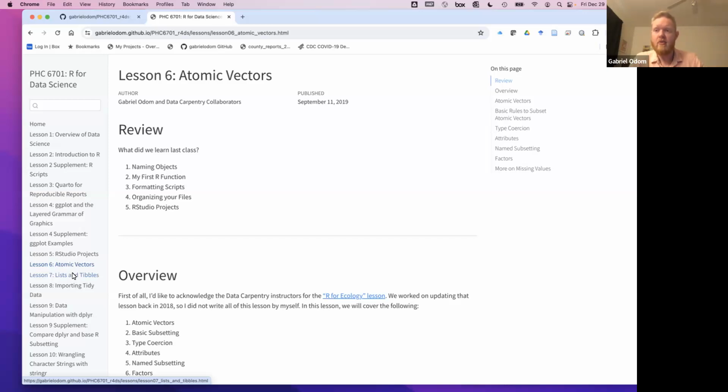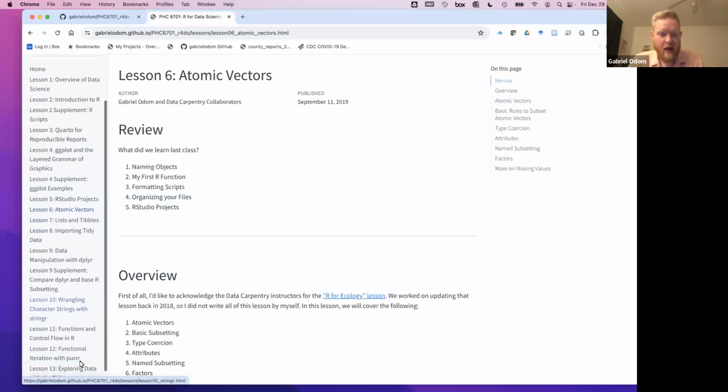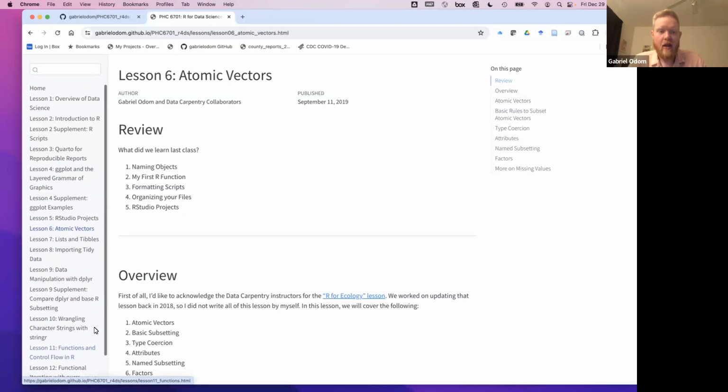The stuff that's quote unquote Advanced R is going to be these two lessons right here, lesson 6, lesson 7, and then down here, functions and control flow, this lesson 11. This material is more heavily borrowed from the Advanced R textbook by Wickham. So that's a little bit of the backstory.